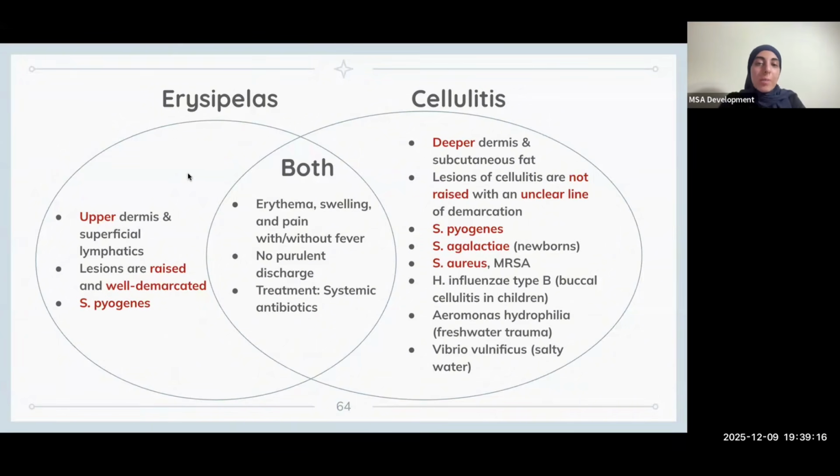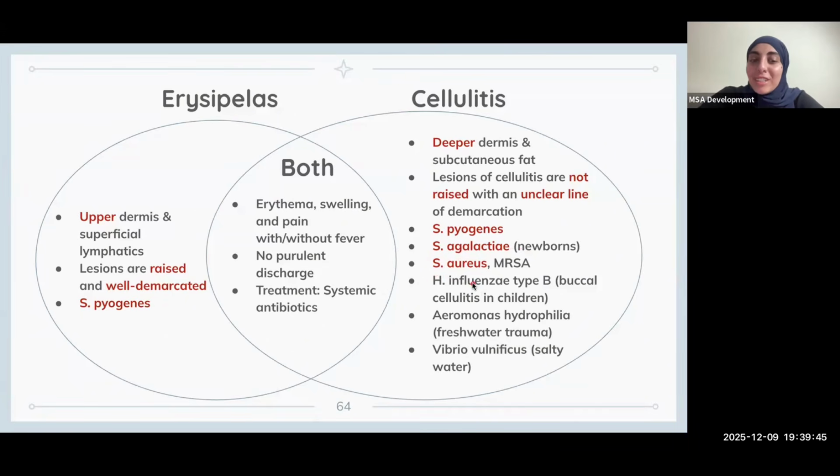Which bacteria causes them? Both of them are caused by strep pyogenes. Okay, strep pyogenes is in both. Erysipelas is only caused by strep pyogenes, while cellulitis is caused by strep pyogenes as well as other bacteria. So, what other bacteria? We have strep agalactiae or group B strep, specifically in newborns. Again, whenever you see this, just think newborns. No one really other than newborns will get this infection. We also have Staph aureus and MRSA.